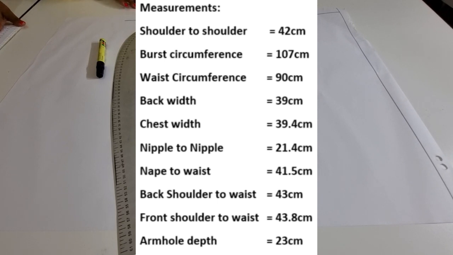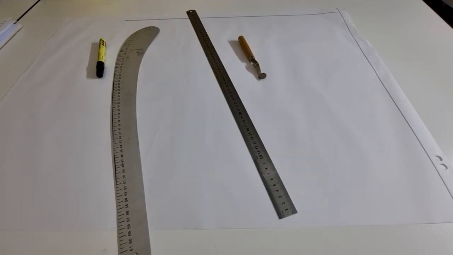Waist circumference is 90 centimeters. The back width is 39 centimeters. The chest width is 39.4 centimeters. The nipple to nipple is 21.4 centimeters. The nape to waist is 41.5. The back shoulder to waist is 43 centimeters. The front shoulder to waist measurement is 43.8 centimeters. And the armhole depth is 23 centimeters.